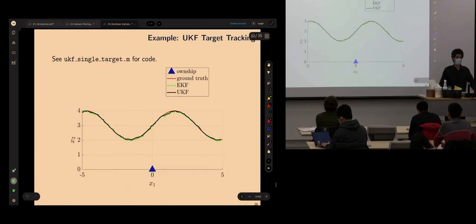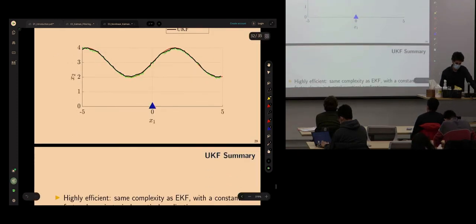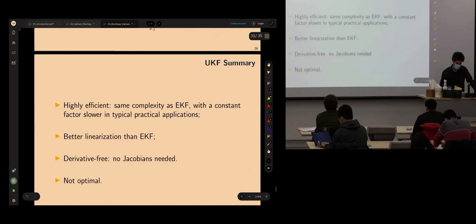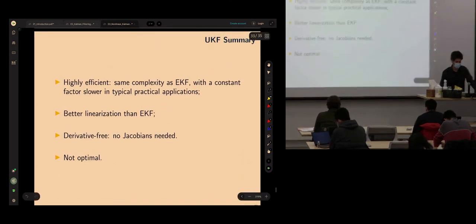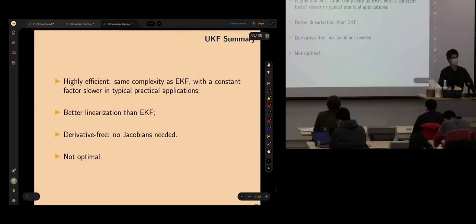Now, for simple problems, the performance will be very similar. Check the sample code. This filter is also very efficient. It's typically within the same computational complexity class as EKF, but it is slightly slower because you generate more samples. Instead of just the mean, you're working with more points. It is slightly slower, but not by much. By a constant factor, maybe.